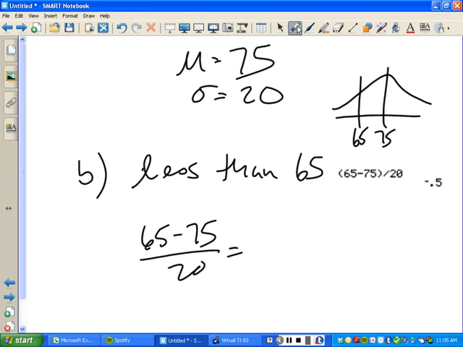I'm just kidding. So, -0.5. Small area, big area? Small area, so look up the negative value. And what do you get? 0.3085.